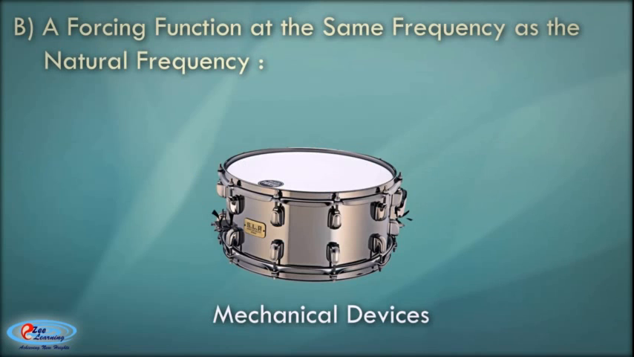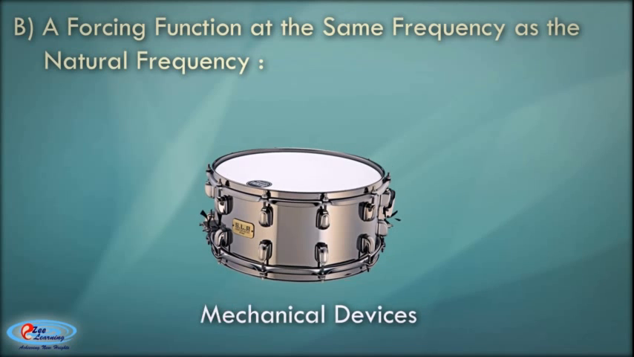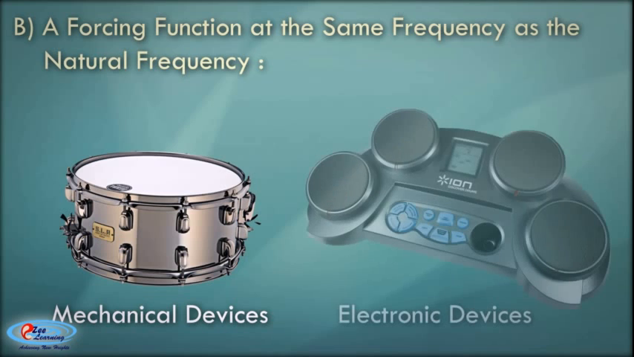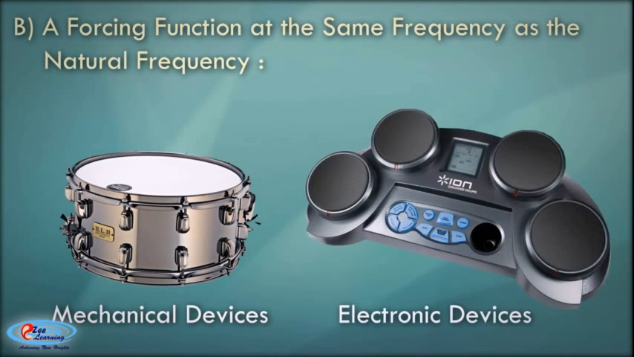Second condition, a forcing function at the same frequency as the natural frequency. In mechanical systems, the forcing function is a variable force. In electronic circuits, it arises from a variable electric field. In either case, the forcing function does work on the object it is applied to. Since work is a form of energy transfer, it causes energy to build up in the object.